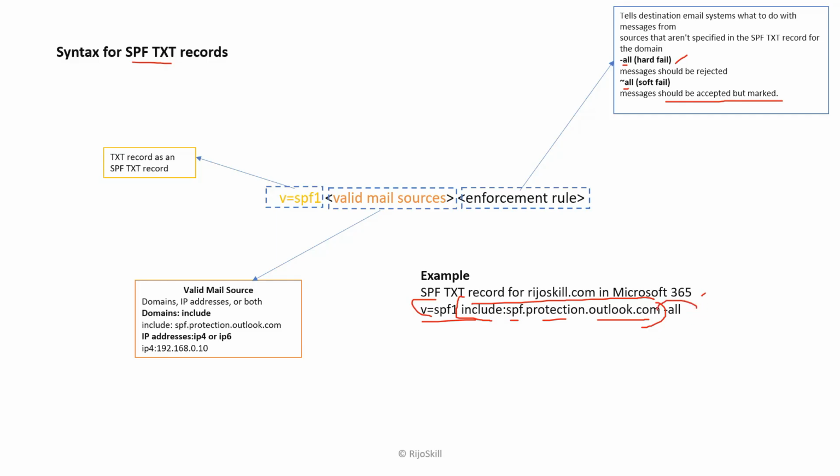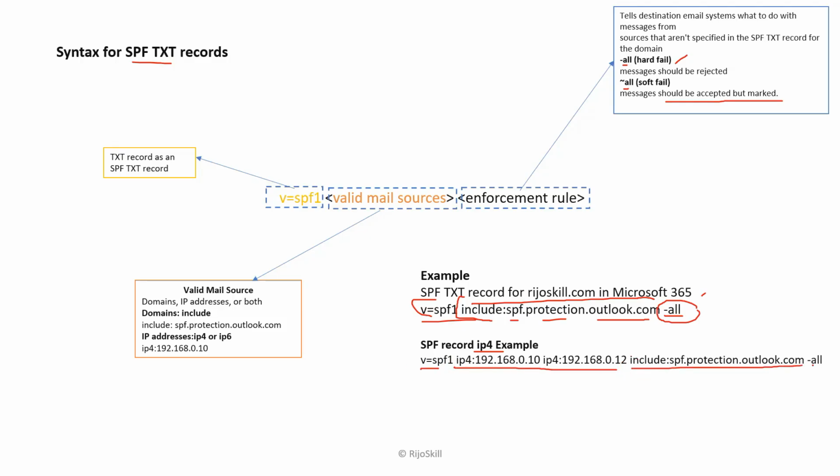Here you can see the hard fail, minus all. I just removed the other part. Because it is a hard fail, if the SPF is not verified, all such emails are rejected. Another one is the IPv4 example. Here you can see ip4, where they mention the IPv4 address, along with the include for SPF protection and minus all. So now you understand the SPF TXT record.